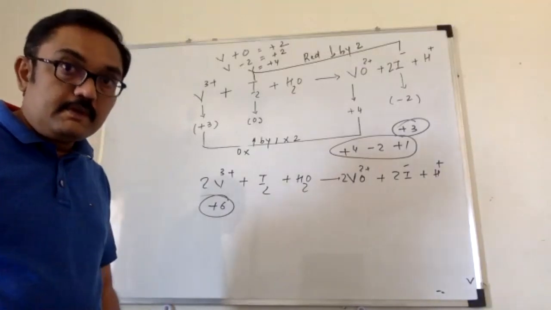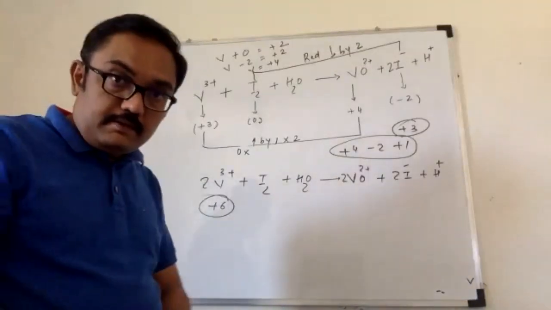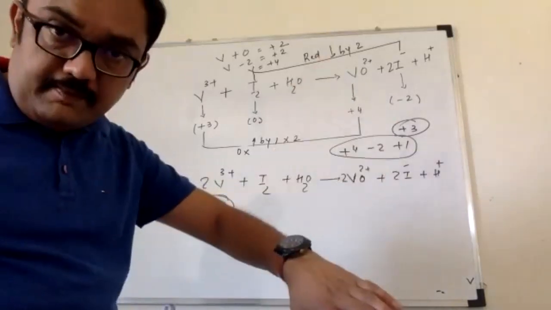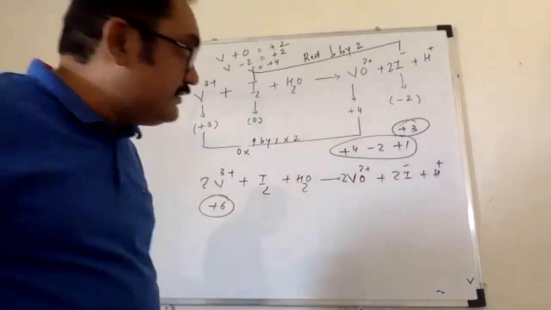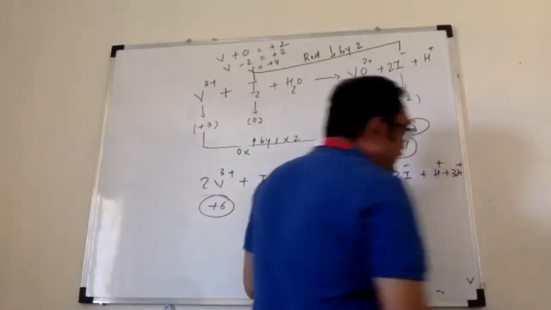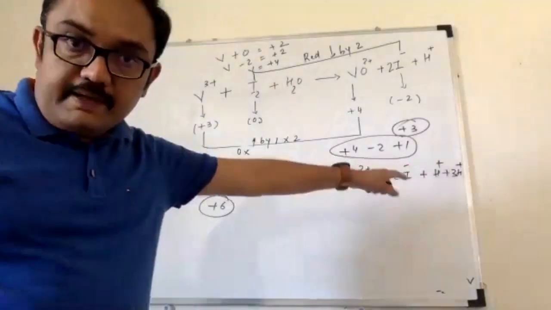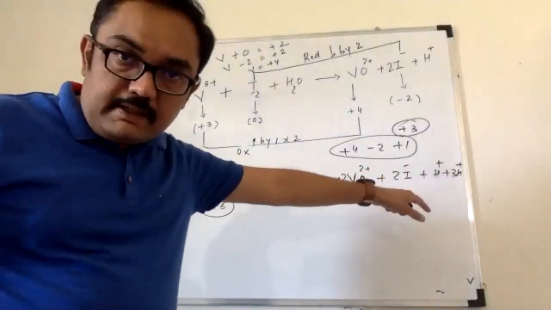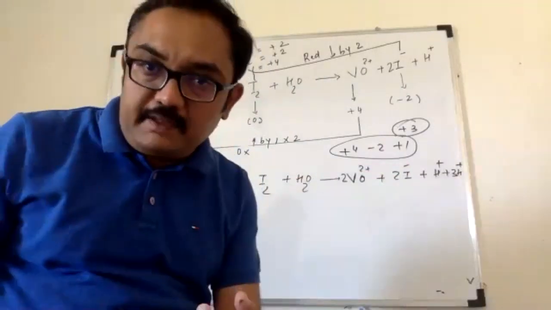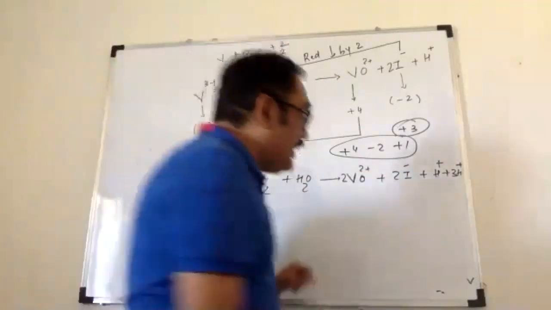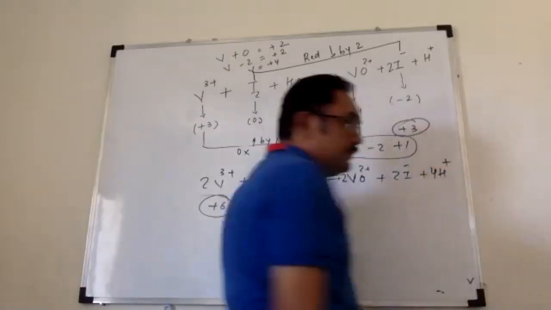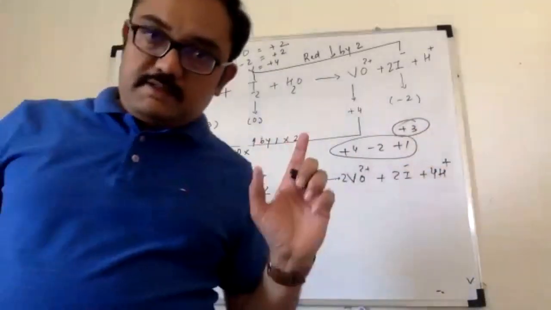On the right hand side, 3H plus. So what we can do, we can write this together as a 4H plus. So I'm writing this together as a 4H plus. Now we have balanced the charge.